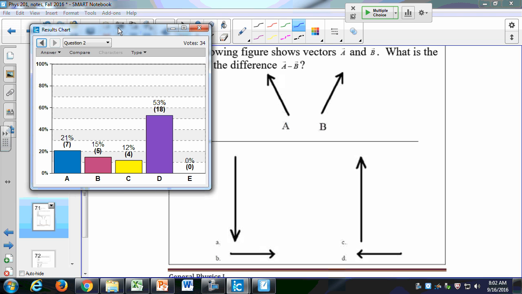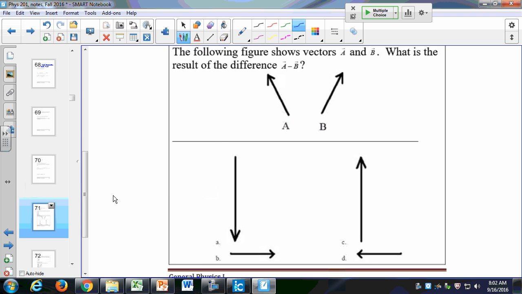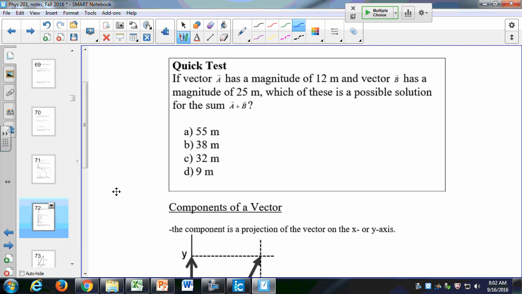Okay, we're going to skip that other quick test question because it's just like the one that we did before. But the answer for that one, the one on page 72 at the top, well, you tell me, what is it supposed to be? It is supposed to be C. It should be 32. It's just like the one that we did over here. You find the maximum. The maximum of those two vectors is 37. The minimum is 13. And so it's between 13 and 37.